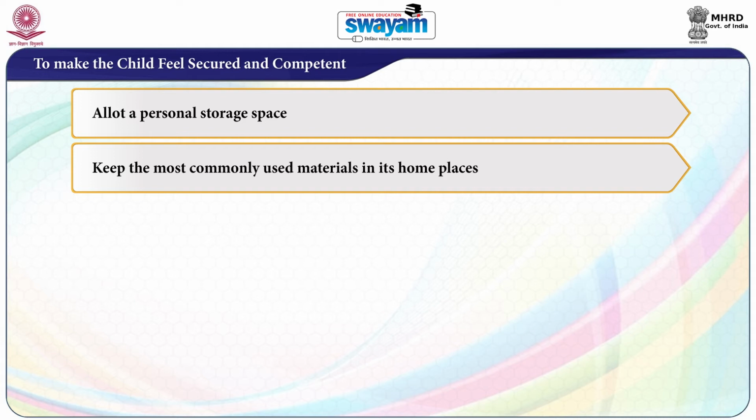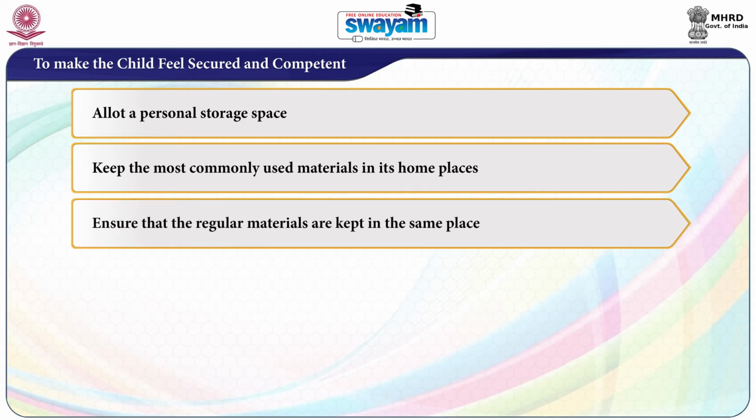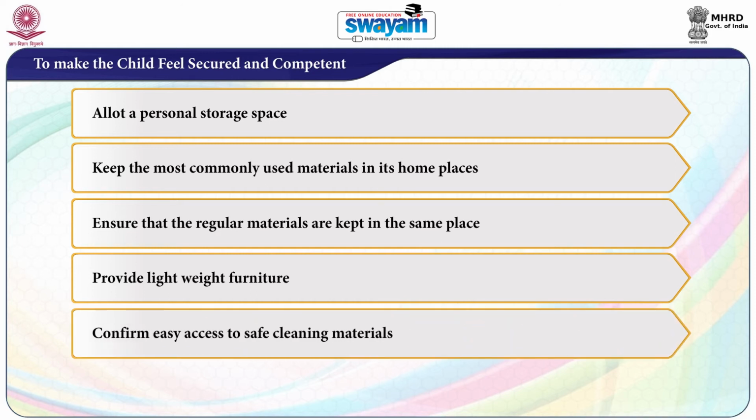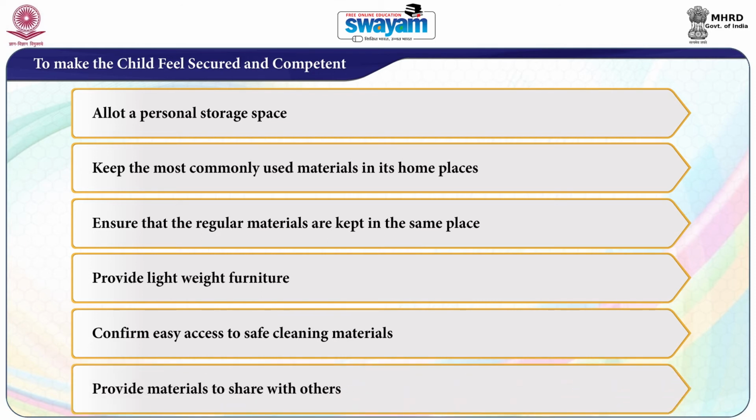easy identification and access. Ensure that the regular materials are kept in the same place. Provide lightweight furniture so that the child can move it from one place to another without help. Confirm easy access to safe cleaning materials when needed. Provide materials to share with others, but not many, as the child would lose interest and the sense of belongingness if they go on with complete sharing.